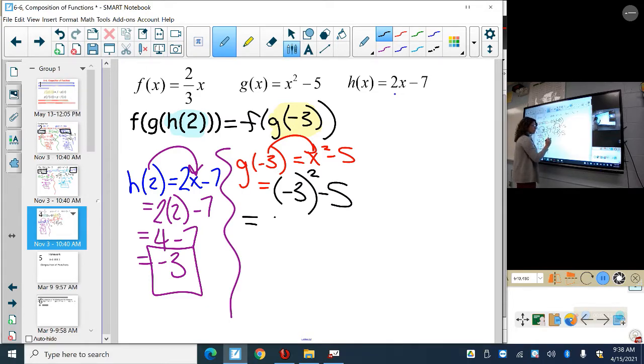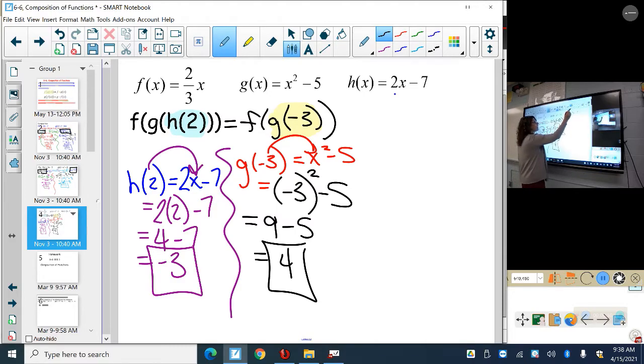Negative 3 squared is going to be 9. Minus 5 is going to be 4. What does 4 represent? It represents g at negative 3, which means every place I see g at negative 3, I can replace that with the number 4. So now I'm going to do f at 4.